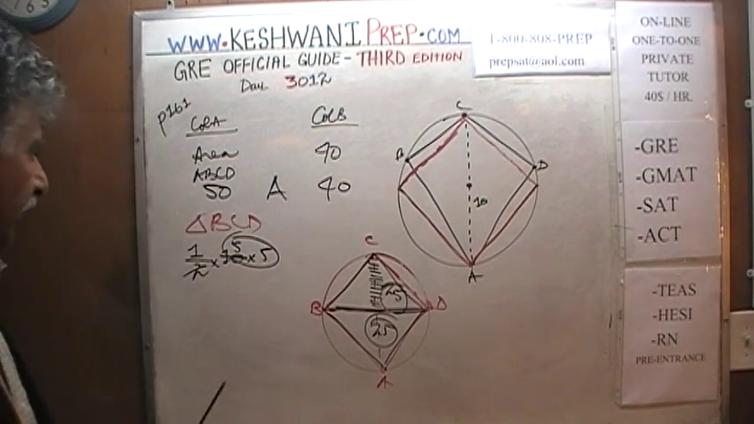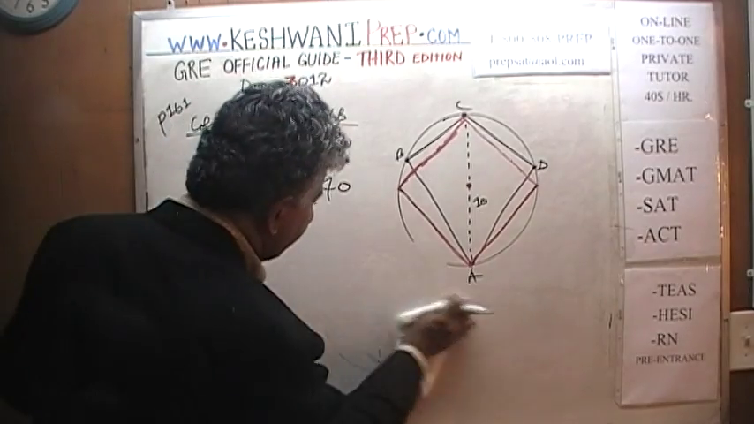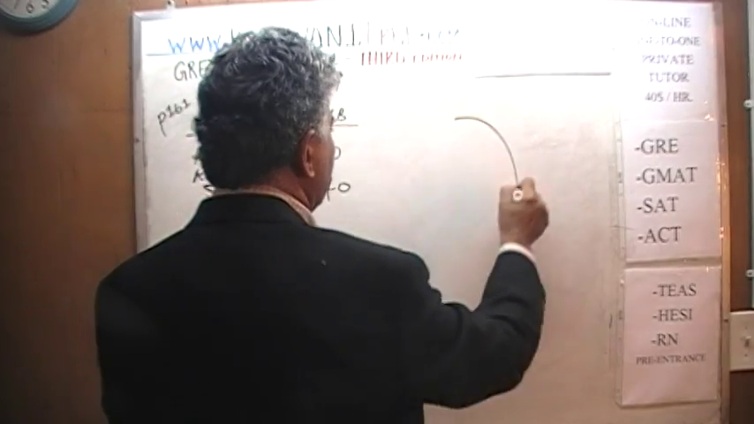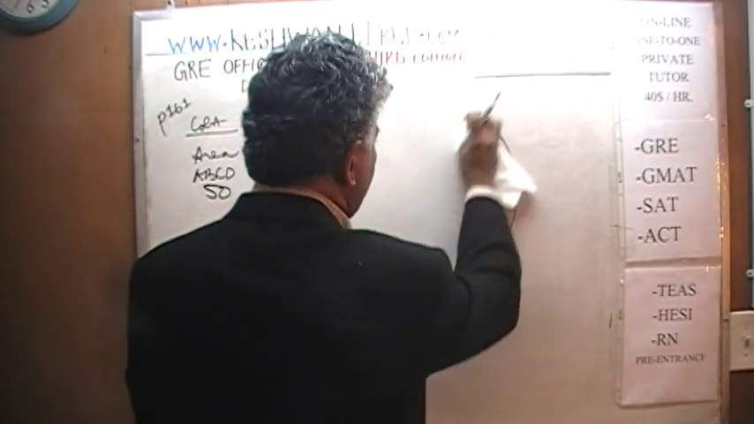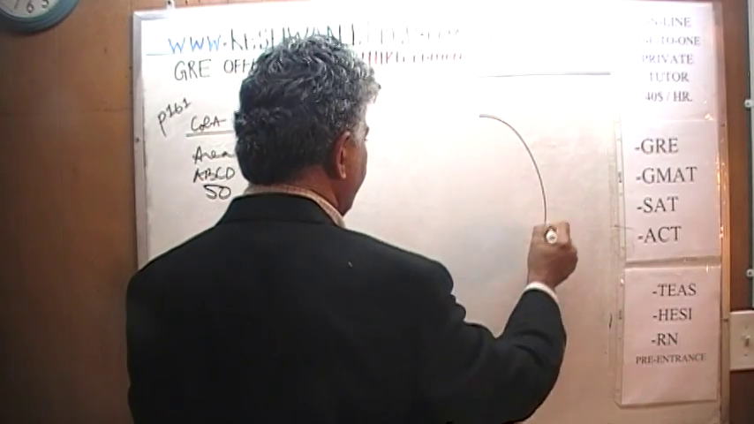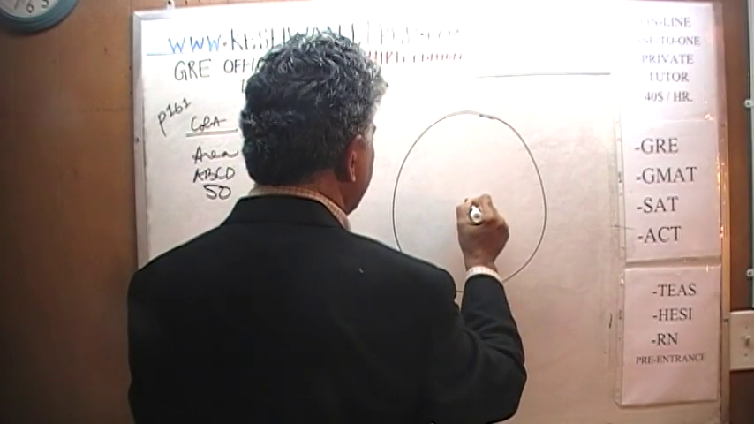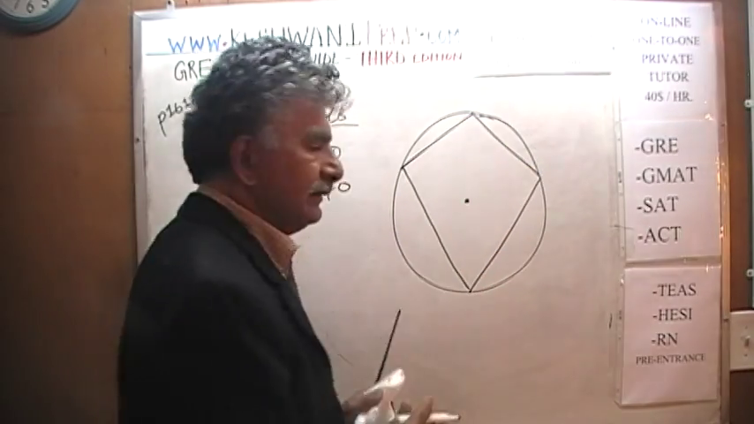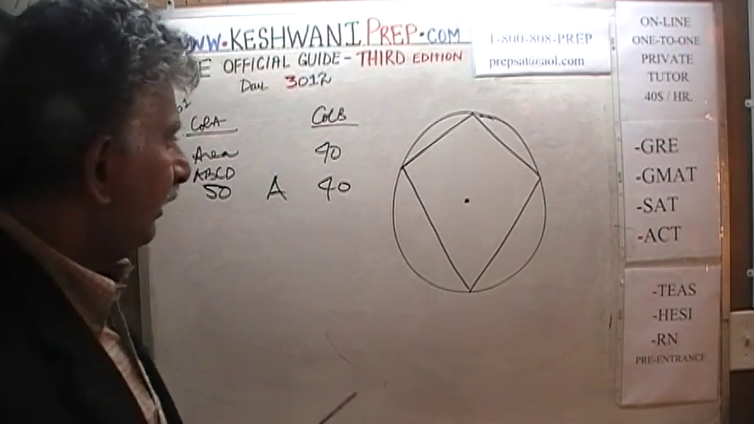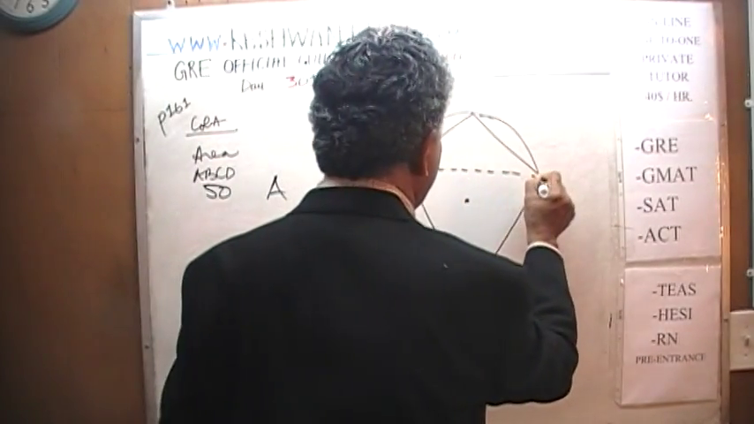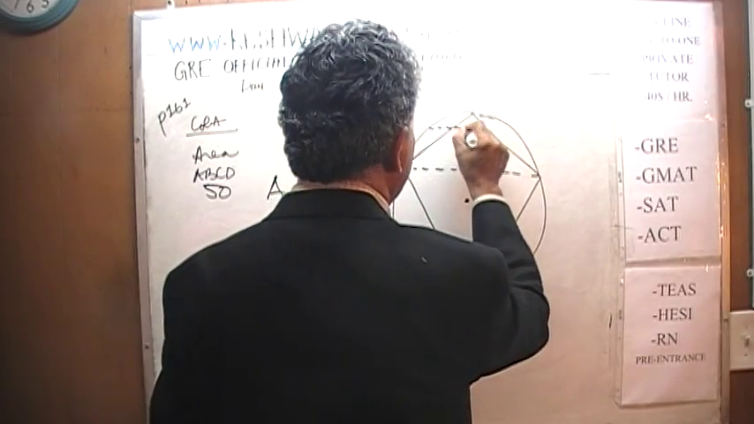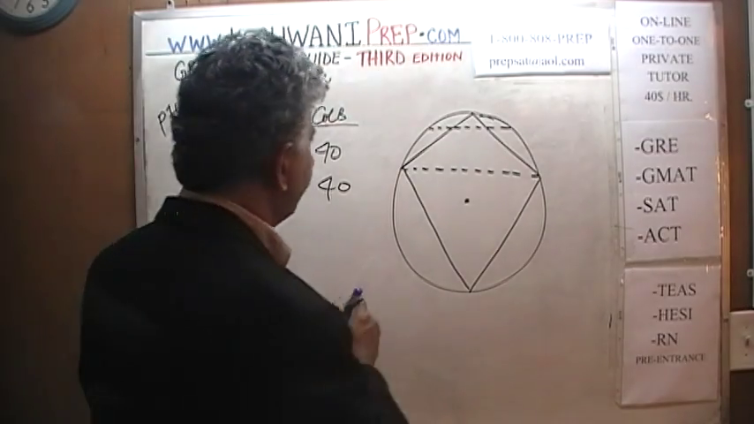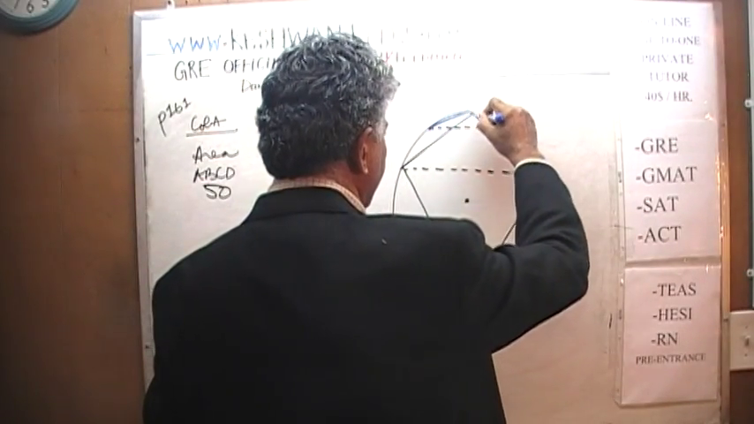Now let's look at the other extreme scenario. Here is the center, and we are given something like this. But there is no reason why this distance shown here cannot be very small, like maybe here. In which case, what we are looking at is something like this in the blue color.